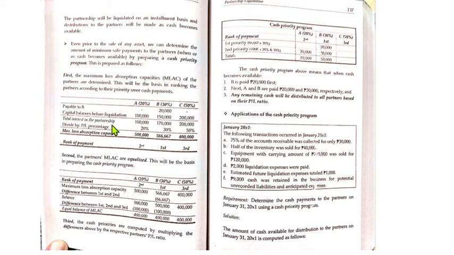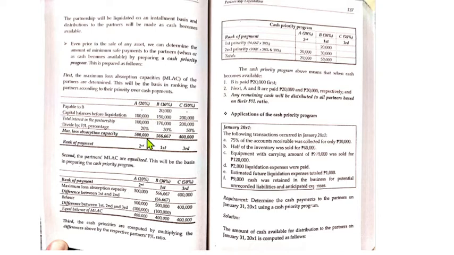So, di ba, the first procedure that has been discussed to you is to identify the maximum loss absorption capacity. So, the total interest in the partnership is 100, 170, and 200,000. You divide it by the profit and loss ratio, 20, 30, and 50. 100 divided by 20% is 500,000. 170 divided by 30% is 566,667. And then C, 200,000 divided by 50% is 400,000. So, anong sinasabi ng MLAC?